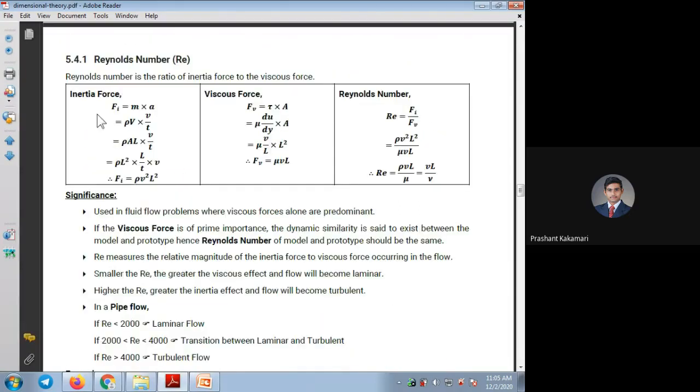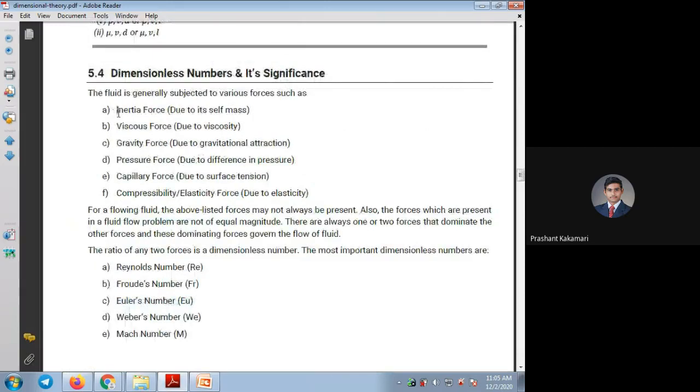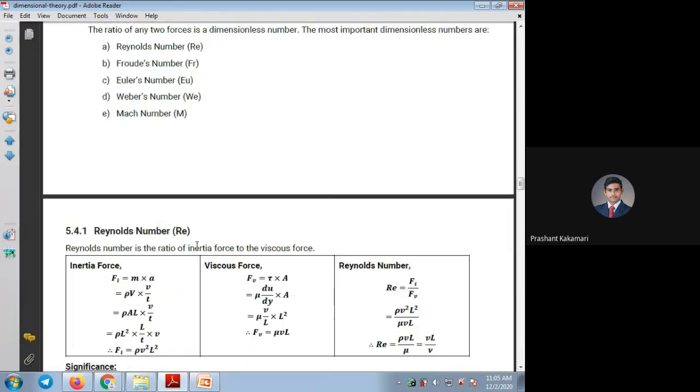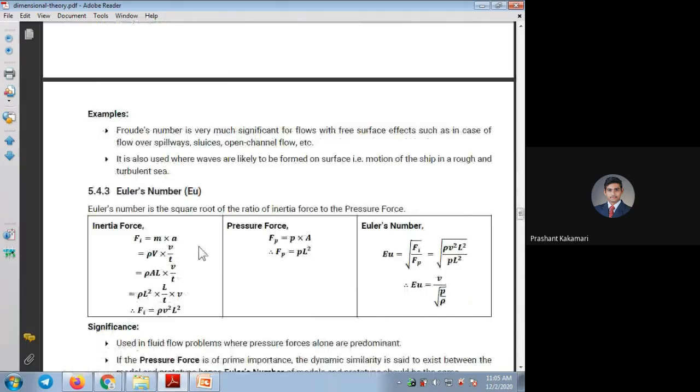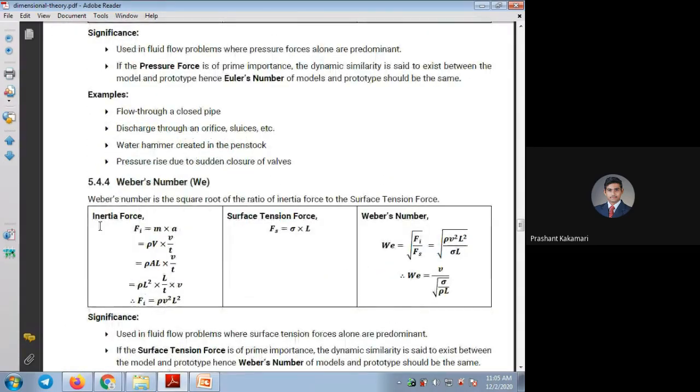Similarly, if you take the ratio of inertia force to the viscous force, from that we can find the Reynolds number. For Euler's number, you have to take the ratio of inertia force to the pressure force. Similarly, for Weber's number, for all the dimensionless numbers, in the numerator you take the inertia force and in the denominator a different force. For Weber's number, we need the surface tension force in the denominator.